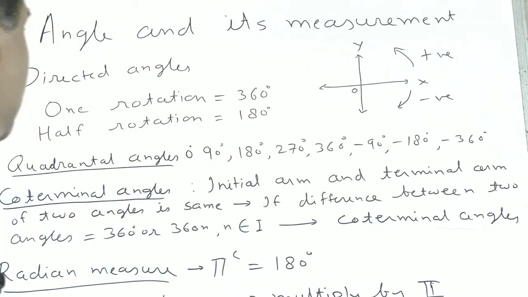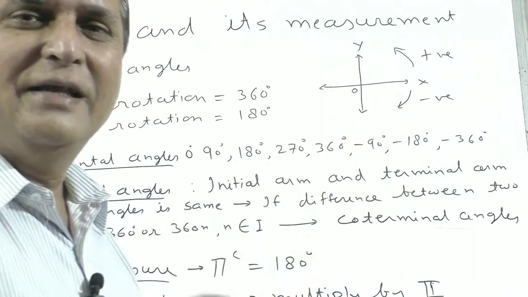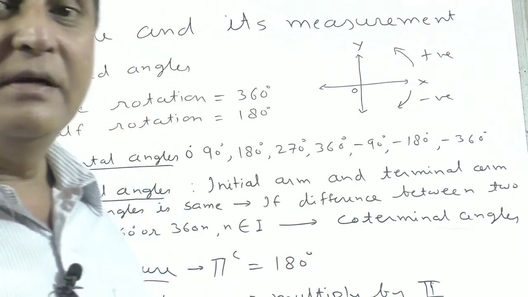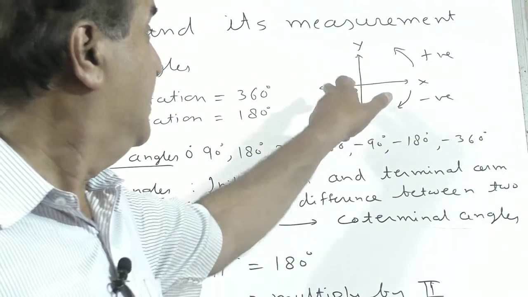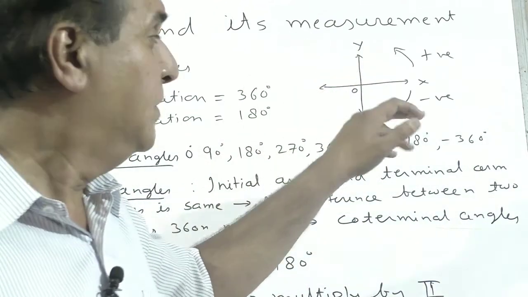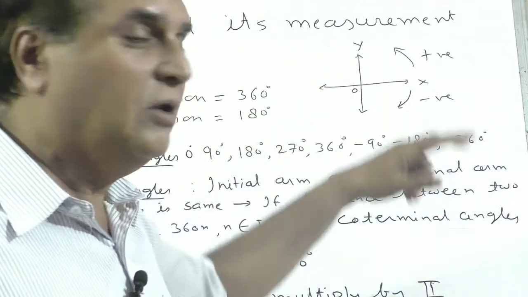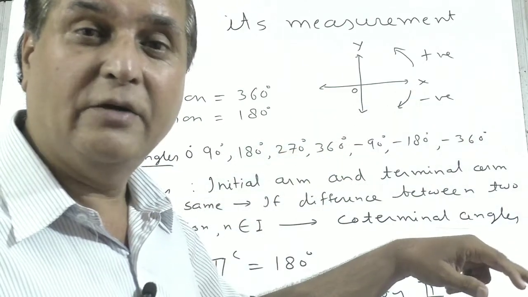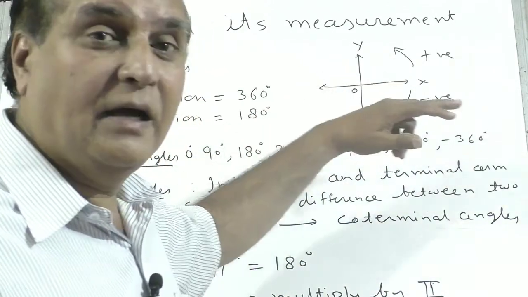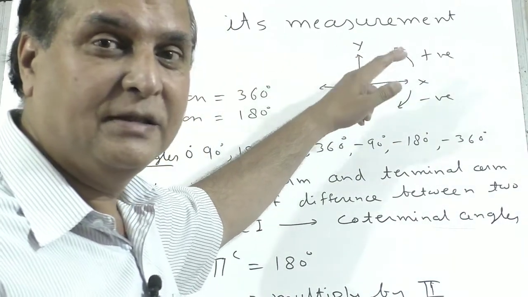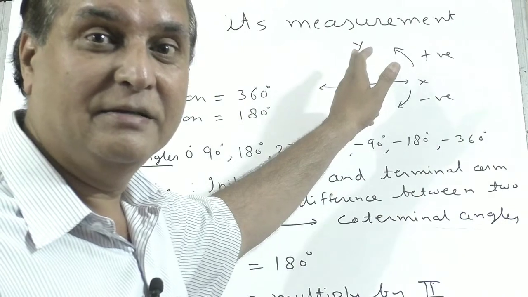See, directed angles. Up till now, you have drawn angles any way, like this, 60 degree. Now, let there be direction. This is the x-axis, this is the y-axis, and this is O, the origin. Now, OX will always be your initial arm, the positive direction of the x-axis. And the other, the terminal arm, if you rotate anti-clockwise, that becomes a positive angle.